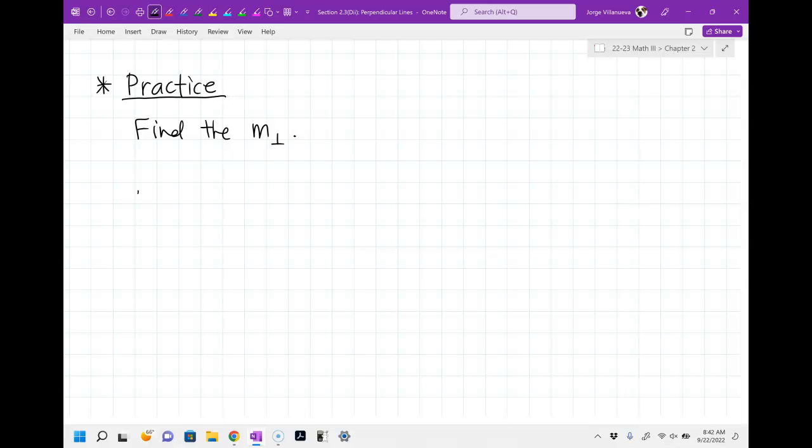So if for part A, I tell you that my slope is 2/3, what is my perpendicular slope if you're supposed to find the opposite reciprocal? 3/2 would be my reciprocal. What's my opposite? Negative, right? Remember, opposite reciprocal means change the sign. Reciprocal means flip the number. So it would be -3/2.